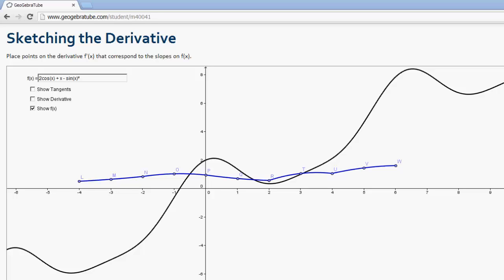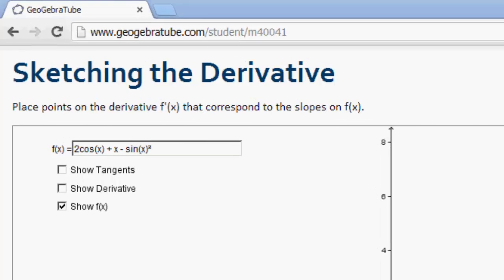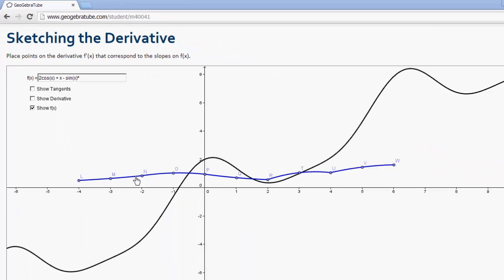In part 2, we did something very similar to what I'm going to do in part 3, but I tried to improve the applet a little bit so that it could help you determine the slopes without guessing. So in the black, I have my regular f of x, which I can choose up here. I chose 2 cosine x minus sine squared, basically so that I can have a function that has some strange slopes. And then in the blue here, I have the derivative.